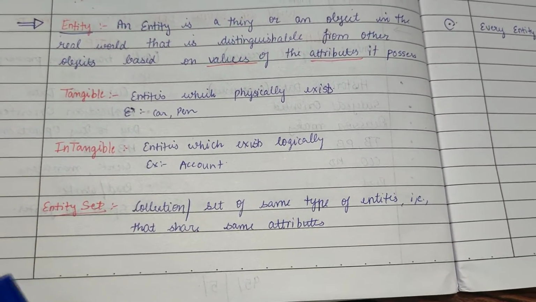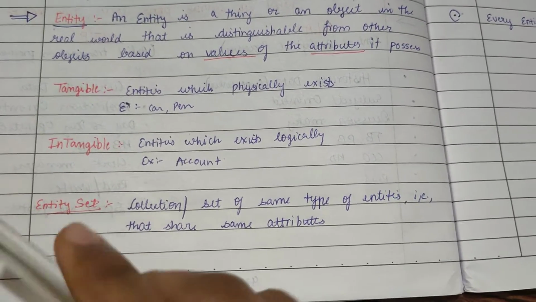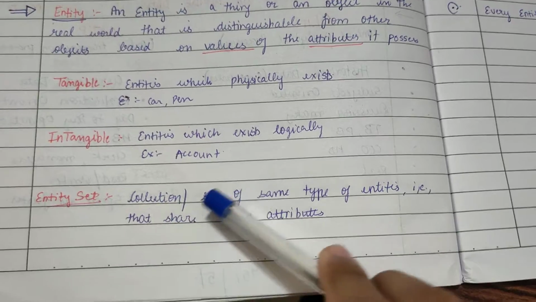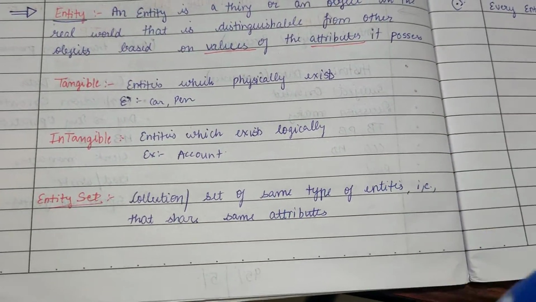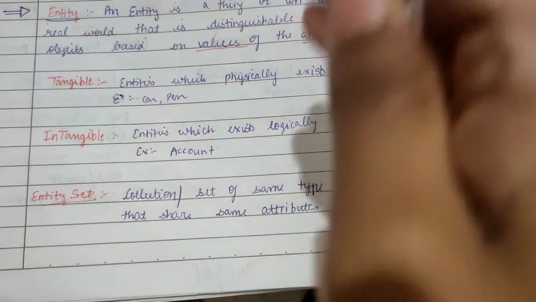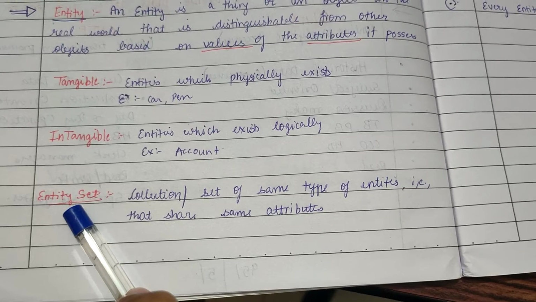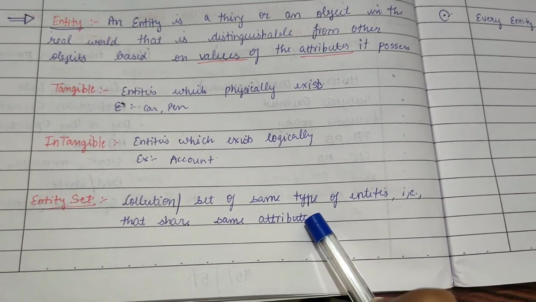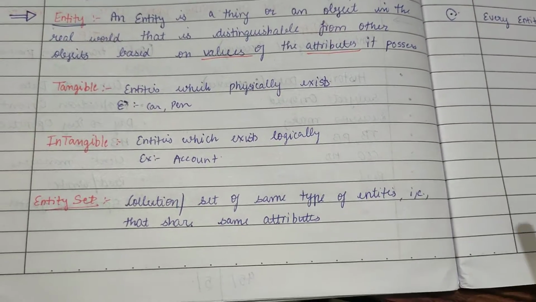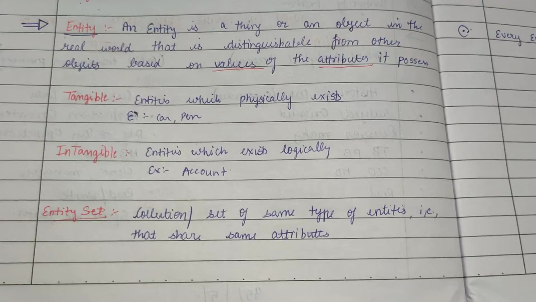Now, what is an entity set? Here is where all the students get confused. What is an entity set and an entity? An entity set is the collection or set of the same type of entities. Let's say we have the same type of pens. They are grouped in a set, right? It's similar to the set definition. The entity set is a collection or set of the same type of entities that share the same attributes.